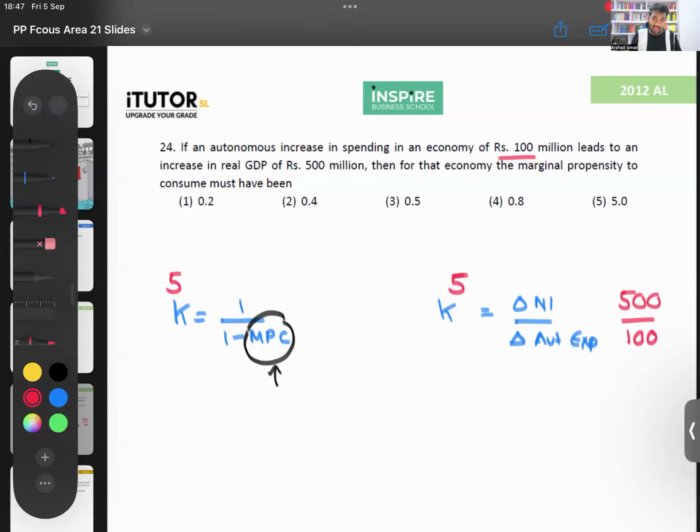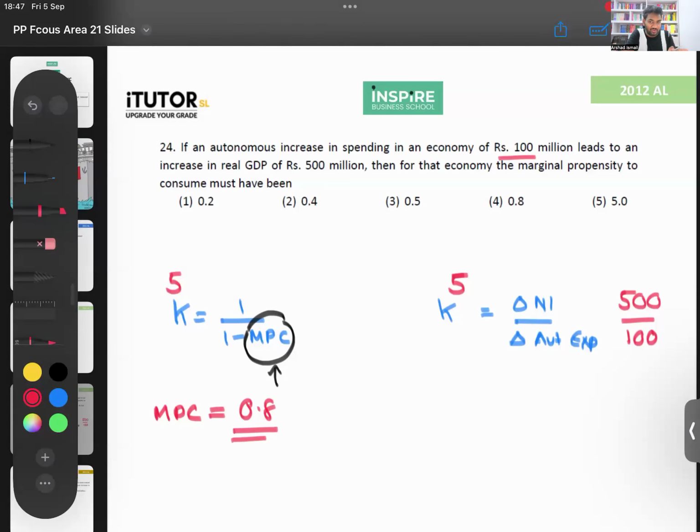Some of you, now with practice, should know this line. You don't really have to put it into the equation and calculate. If you wanted to put it into the equation and simplify, how much do you get? You get your MPS will be 0.2. You need MPC, since they're asking marginal propensity to consume. MPC will be 0.8. So that is your answer.